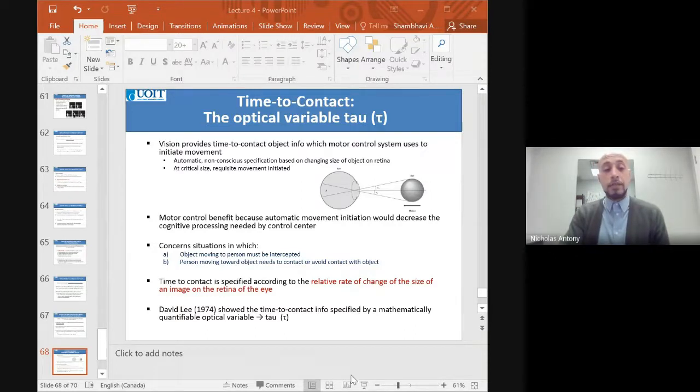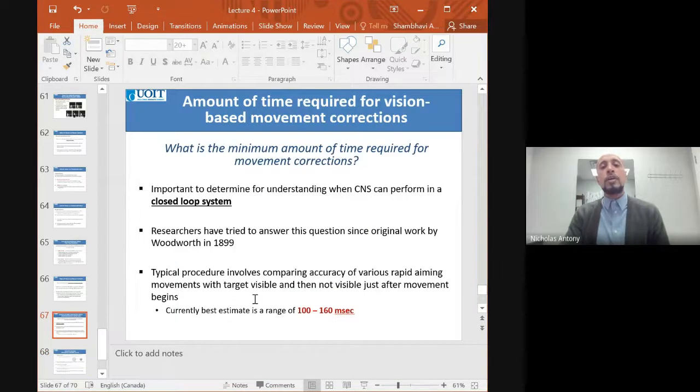One last little thing that I just skipped over was that one study looked at how much time is available for us to be able to operate in a closed loop system. And it's about 100 to 160 milliseconds, a reaction time in a sense. If we want to be able to use feedback, we need at least 100 milliseconds.